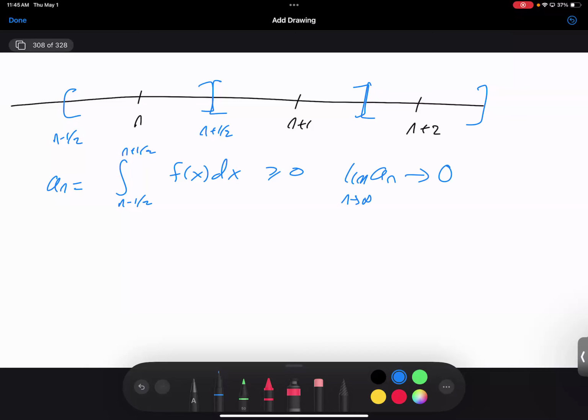That's not the same as saying the function has to go to zero. It just means the integral of the function over intervals of size 1 has to go to zero. Can you give me an example of a function that's going to have a small integral on one of these blocks?